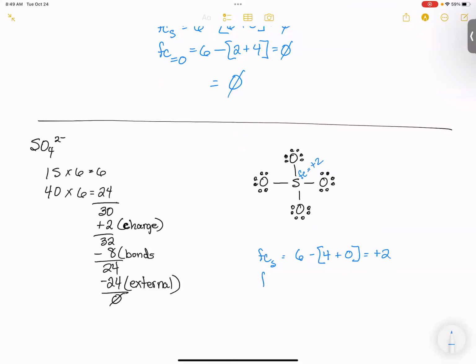The oxygens are all identical, so I'm just going to do it once. There are 6 valence electrons minus 1 for every bond on one of the oxygens. We're focused on one oxygen at a time here. There is 1 bond and there are 6 electrons, making the formal charge on each oxygen atom a -1.